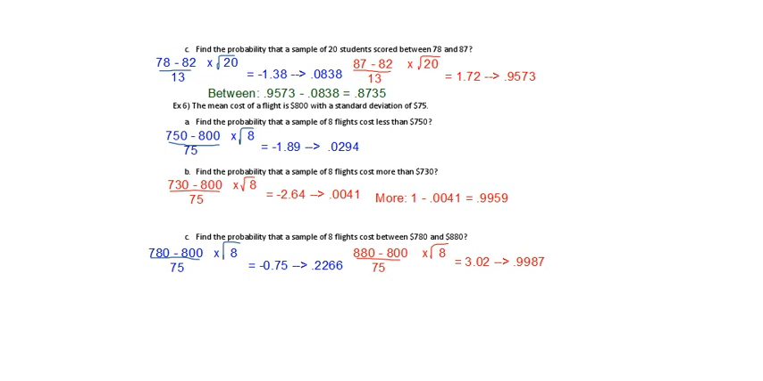Now the key word is between, and between means subtract big answer minus little answer. So with that said, we are going to do 0.9987 subtract 0.2266. And that's equal to 0.7721. Just like that.